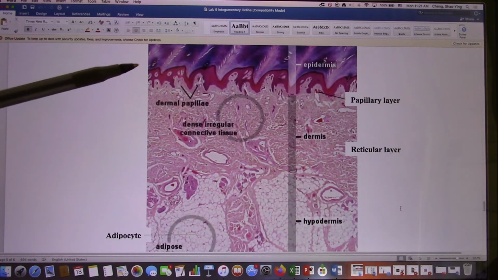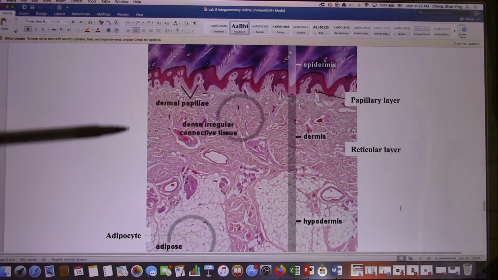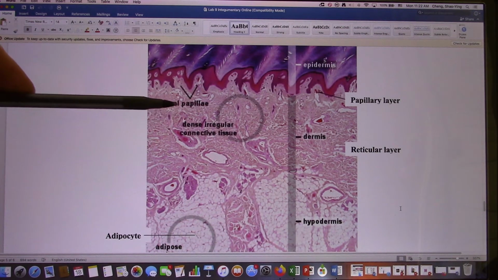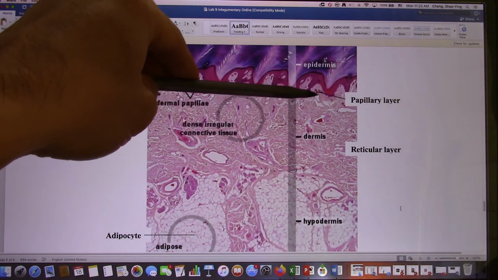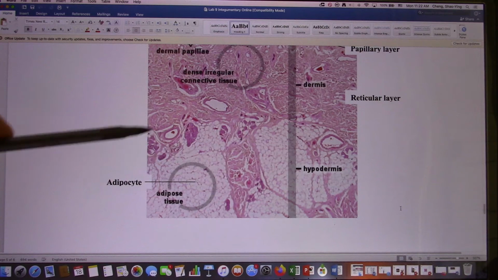And this histology tells you the basic structure in the dermis layer and something you found in the dermis layer. So you have 2 layers, papillary and reticular layer. And every time you see fat, you know you go to the hypodermis layer.